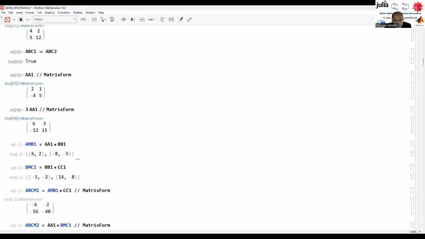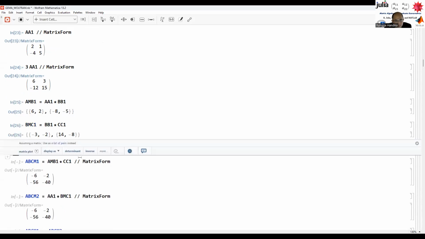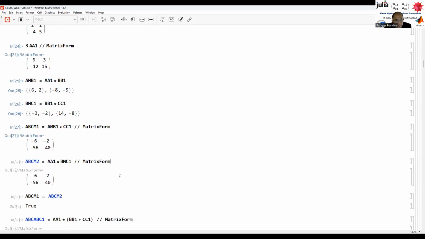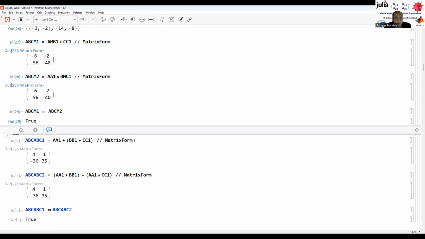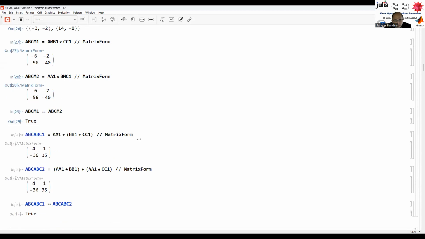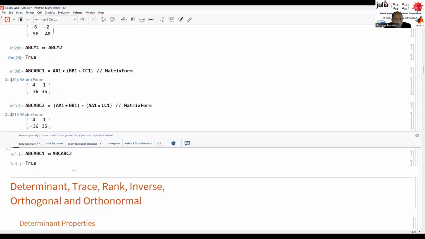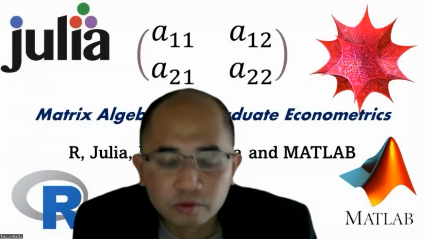Now, how about A multiplied B and then B multiplied C? So we test A B multiplied C and A multiplied BC. So the result is the same. And how about A multiplied B plus C should be equals A multiplied B plus A multiplied C. You can see. Okay, then let's go to MATLAB to prove here.